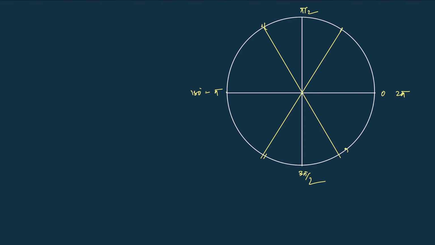Okay, this is 60. 60 means pi by 3, because pi means 180, and 60 means 180 by 3, that is called pi by 3. And this 120 means what? 120 degree means 60 into 2. 60 means pi by 3, into 2, that is going to be 2 pi by 3. So here it is going to be 2 pi by 3. Okay, understood?